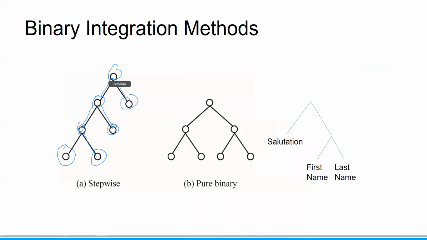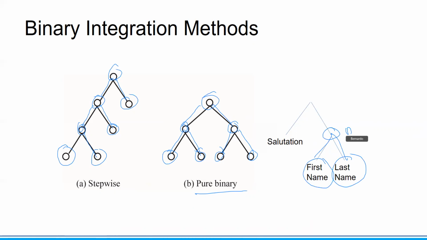Or pure binary integration, it means there will be 2 schemas, then I will merge here, then another schema I will merge here, and then another schema I will merge, like this. For example, if you have the first name and last name, you will merge it into name, and then you have the salutation and name, and you will merge it into one. Okay, so this is the binary integration method.